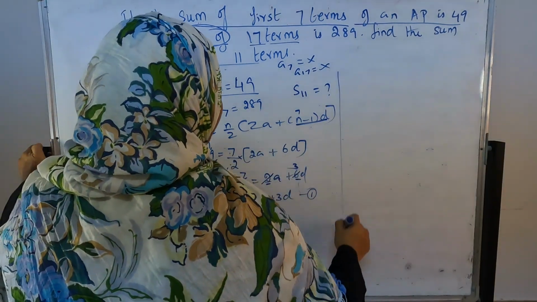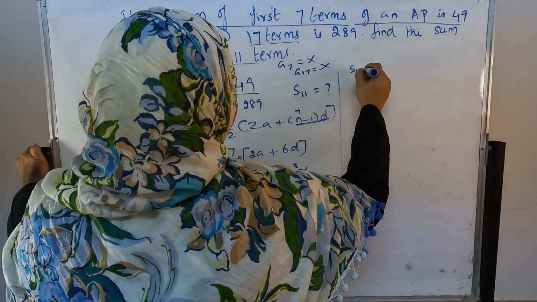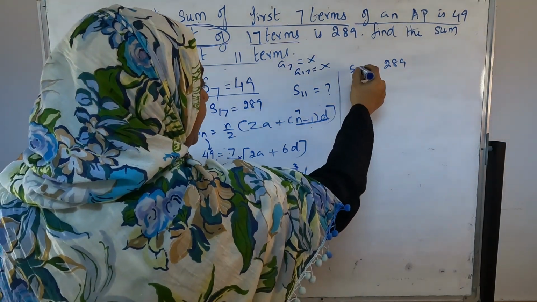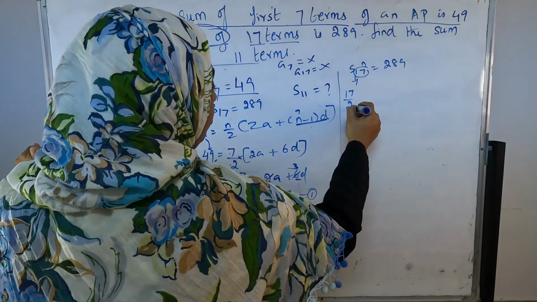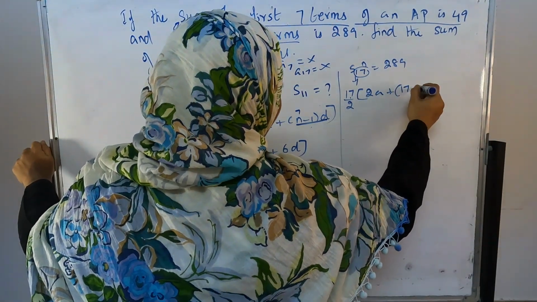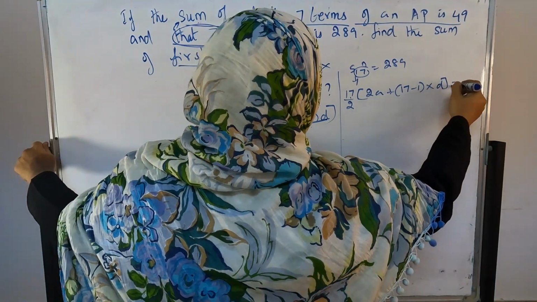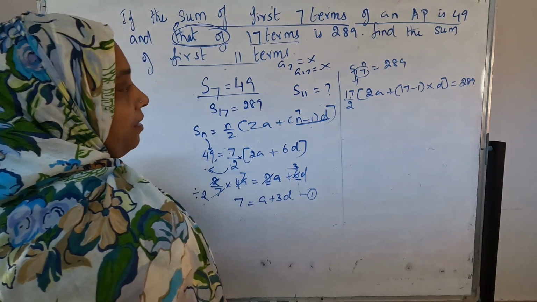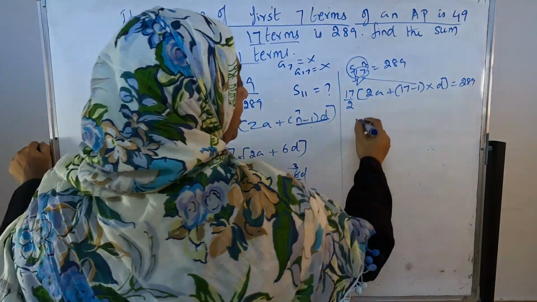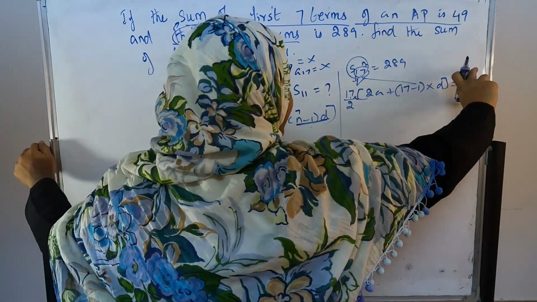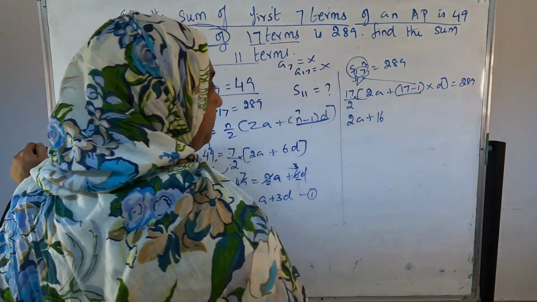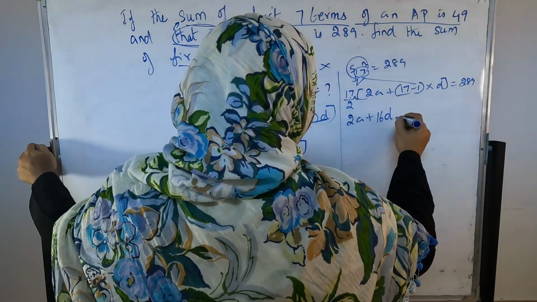Then come to the second part, S17. S17 is equal to 289, as given. We expand S17 with n as 17: 17 by 2 into 2A plus 17 minus 1 into D is equal to 289. As usual, we expanded the formula for S17. Again bring 17 by 2 here as the reciprocal. So 2A plus, 17 minus 1 becomes 16D.